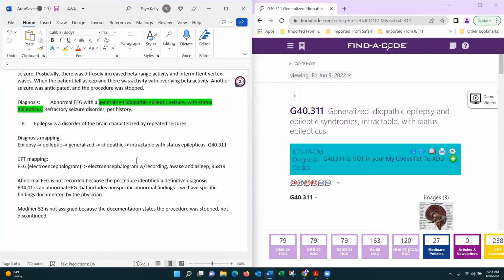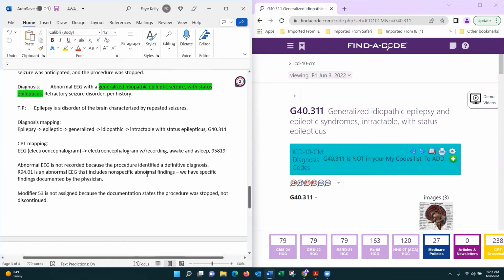Daniel, are you good with that? I'm good. I did the same thing. In fact, I had coded exactly G40.311. And then when I looked up again, I saw abnormal EEG. So that was the confusion there. That's okay. Does it make sense now? Sure. Okay. All right. And then our next, okay, that was our only diagnosis, was it not?